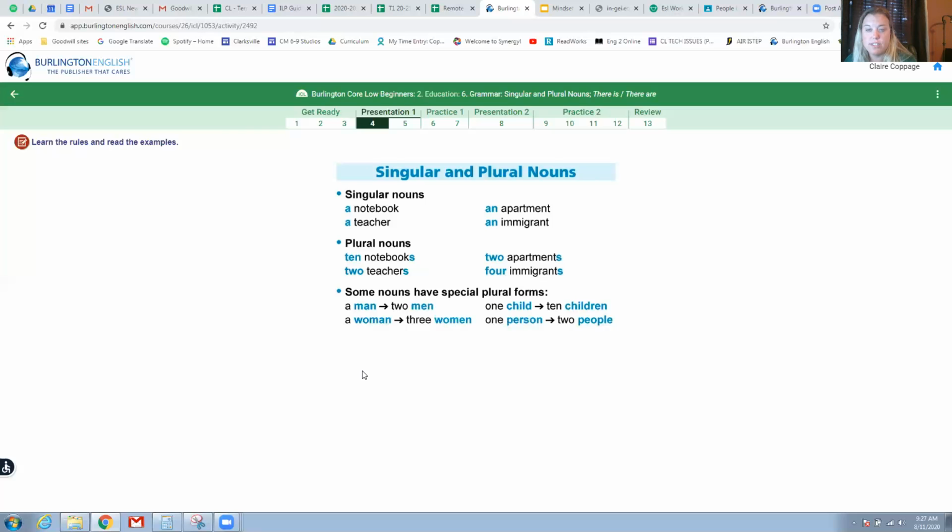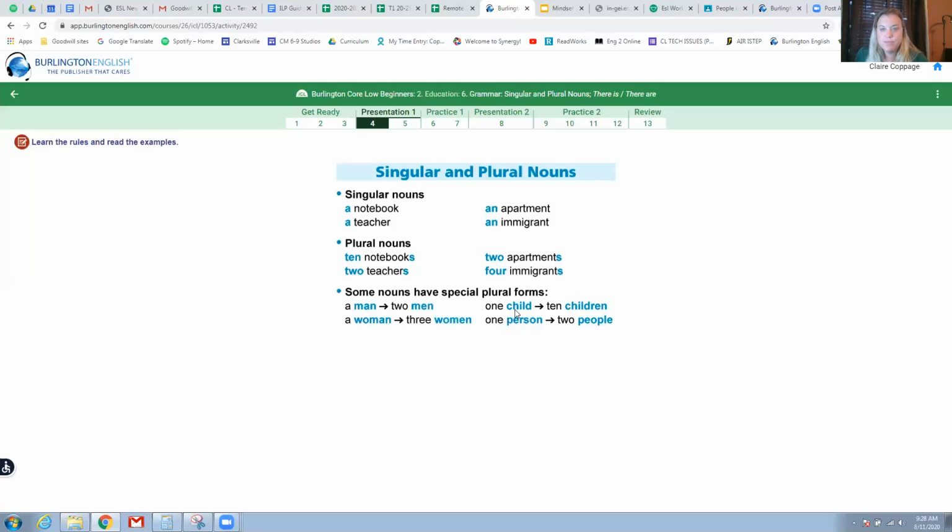Okay, so let's do some pronunciation. Repeat after me. Man. Men. So singular, man. Plural, men. Good. It's such a small difference, okay? But one is singular and one is plural. Here's another tricky one. Woman. Women. Good.